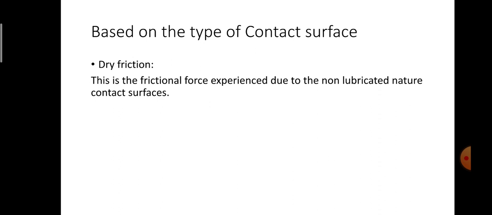Coming on to the next important classification, which is based on the type of contact surface. There are two types. First one is called dry friction. It is the type of frictional force or resisting force experienced by the contact surface due to the non-lubricated nature of the contact surfaces. When the contact surfaces are dry in nature, the resisting force offered due to the non-lubricated nature of that surface is called dry friction.